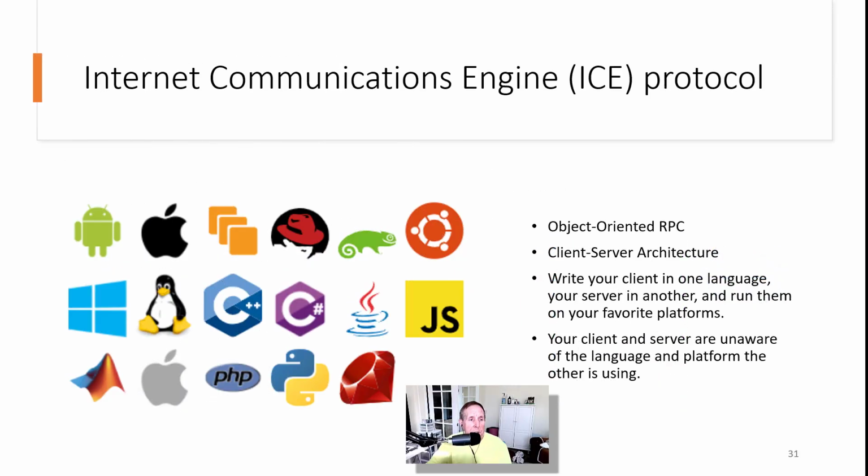So here's another interesting protocol. It's called ICE, Internet Communication Engine Protocol. It's an object-oriented RPC, and it's client-server, so you can write your client in one language, your server in another, and run them on your favorite platforms. You can see it runs on just about anything. Your client and server are unaware of the language and platform the other is using. And here's a diagram of ICE.